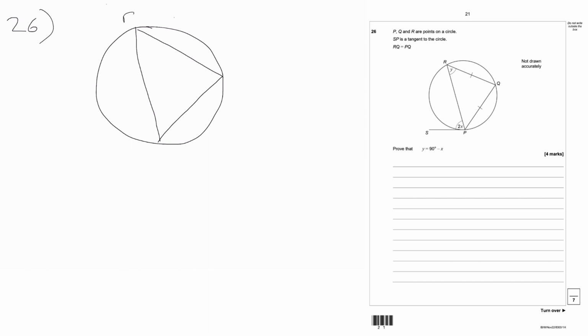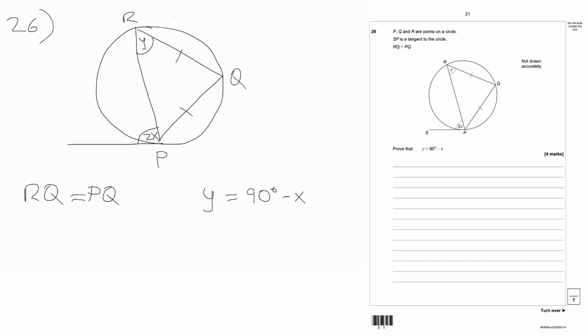So we have our points R, Q, and P, and the point P is at a tangent to the circle, and the angle between the tangent and this line here is 2x. We're told this angle here is y, and the length RQ and the length PQ are the same. So we have RQ equals PQ. And what we're trying to prove is that y is equal to 90 degrees minus x.